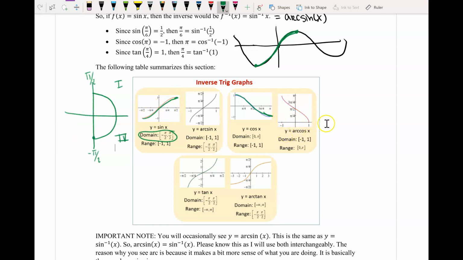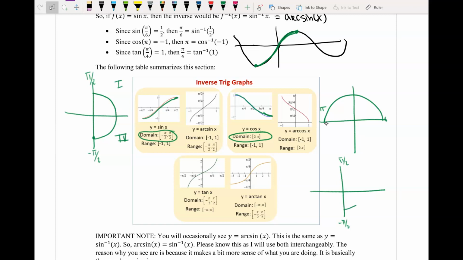Same thing with arc cosine. All of my values are going to be restricted from 0 to pi. Same thing with tangent inverse. Tangent is only going to be from negative pi over 2 to pi over 2. So technically, because of these restrictions, you're not including the other values.